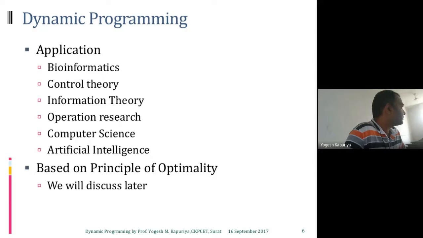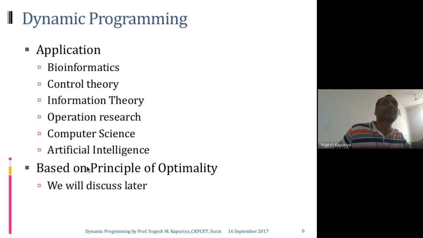Control theory: in any manufacturing process or any system where you require a control of operation, or you require operations in a controlled manner, at that time you require this sort of technique. Information theory means your information retrieval based approach or data science, etc. Operation research, again, is the research in the domain of manufacturing where this is applicable. Computer science and artificial intelligence. So these are the domains where this technique is useful. There may be others as well. These are not the only domains where this technique is used.